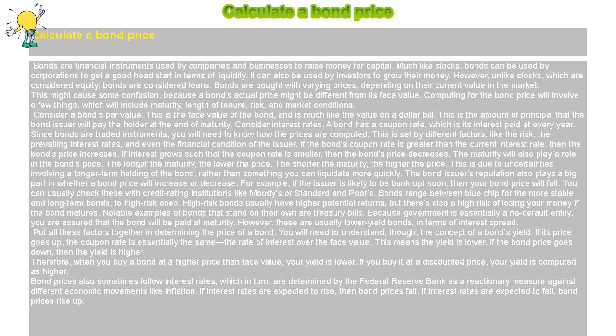Notable examples of bonds that stand on their own are Treasury bills. Because government is essentially a no-default entity, you are assured that the bond will be paid at maturity. However, these are usually lower yield bonds, in terms of interest spread. Put all these factors together in determining the price of a bond.